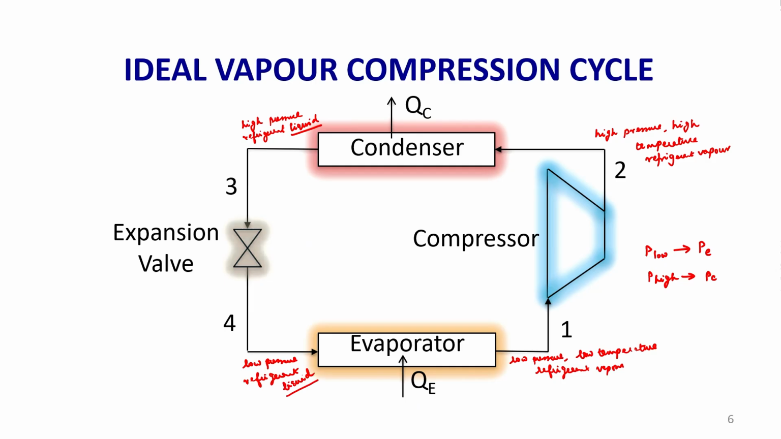Once again let me repeat. The purpose of increasing the pressure with the help of the compressor: if we do not increase this, then condensation will not take place. Suppose this temperature is less than the outside sink temperature, the ambient air temperature. Obviously, the heat will flow from the air to the condenser, not the other way. Similarly, if you do not reduce the pressure during the process 3 to 4 on the left side, as per the schematic, evaporation will not take place.